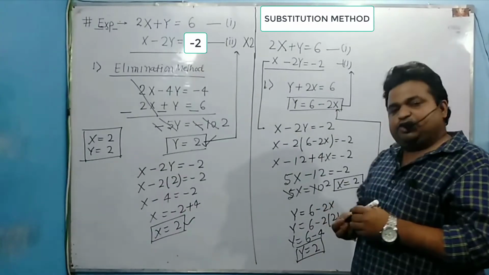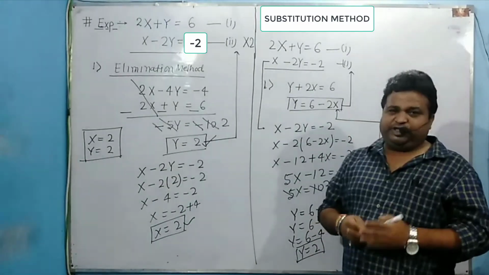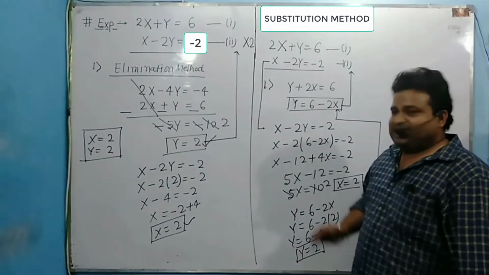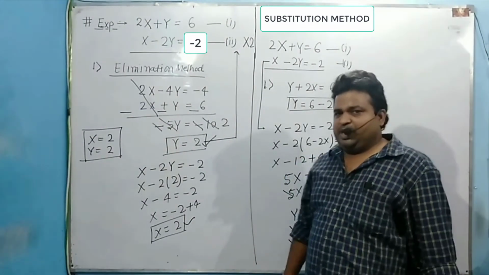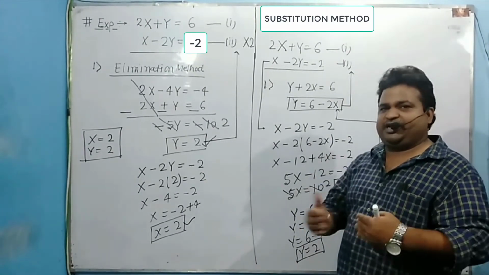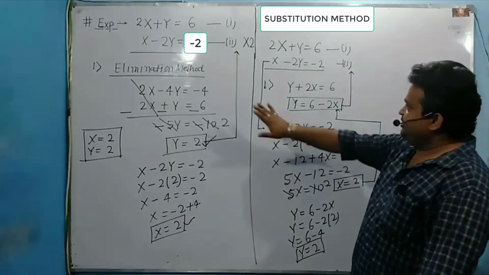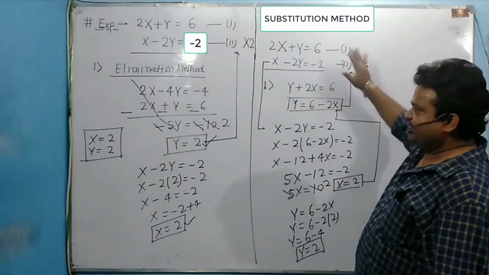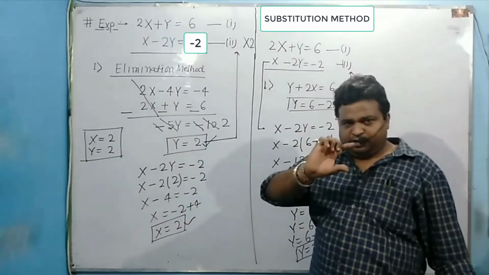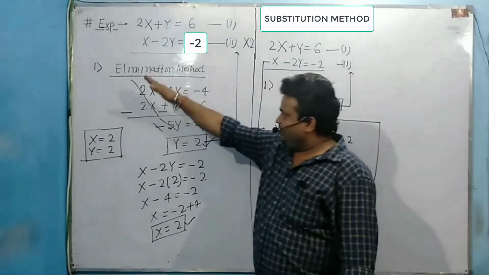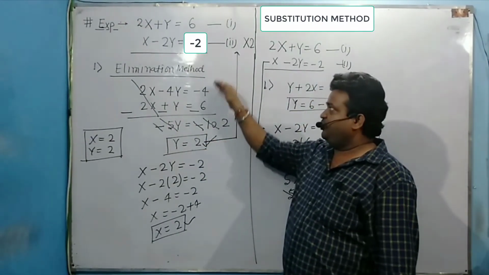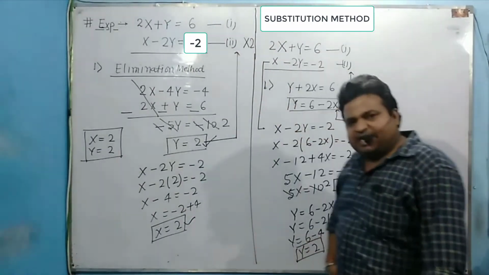So when you apply any method, whichever is convenient for you, you will get the same result. In the graphical method also you will get the same result, but the approach is different in different kinds of methods. So this is the elimination method, and this is the substitution method. I repeat again: in the elimination method, you first make the coefficient values equal and then eliminate that variable from the equation. You will get one variable's value. With the help of this, putting the value in any equation, you will get the second variable's value.